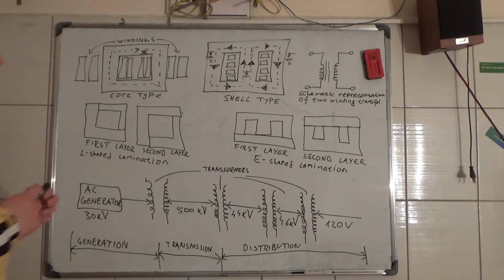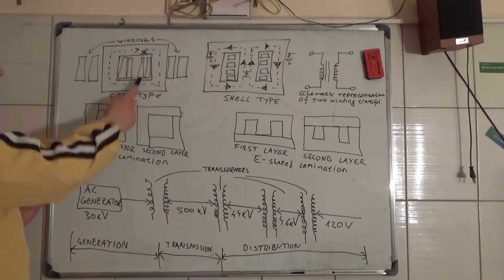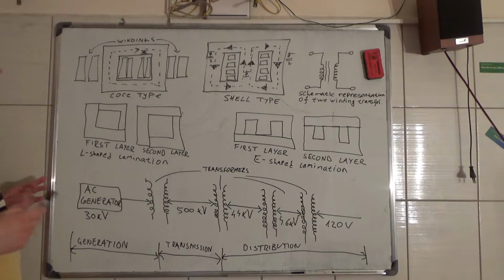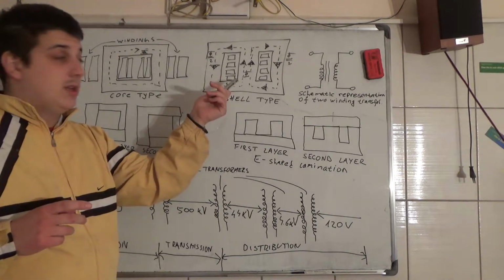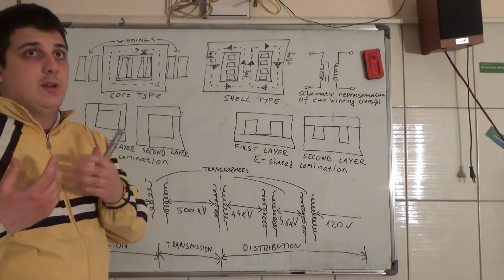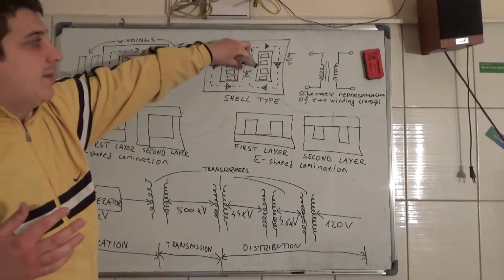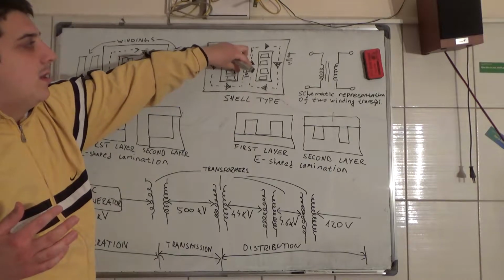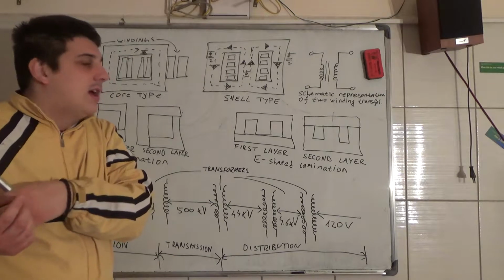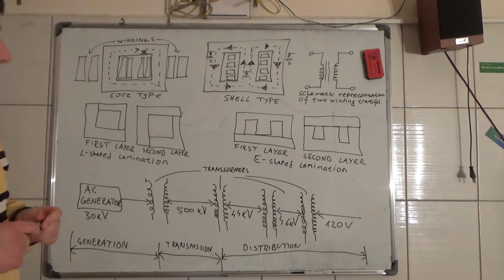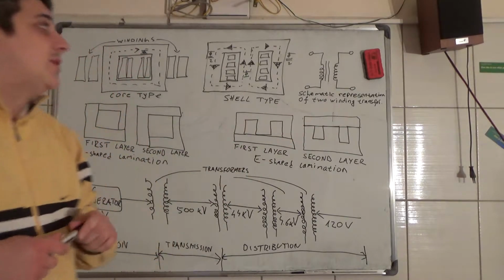Okay, now this is a core type, and this is more like a school type of transformer, because you have flux leakages here and here. This is the shell type. We use it more because the windings are on the same magnetic core, and there are smaller flux leakages. And here you have a schematic representation of a two winding transformer.